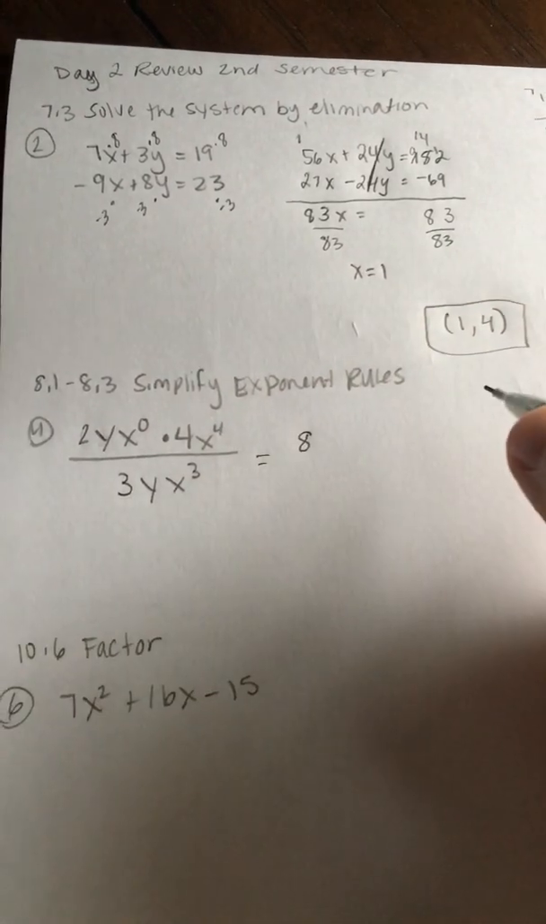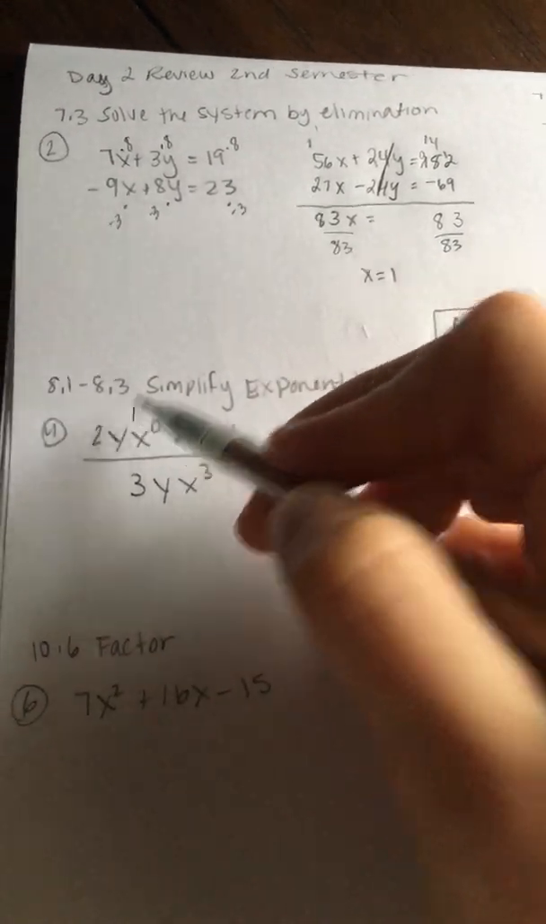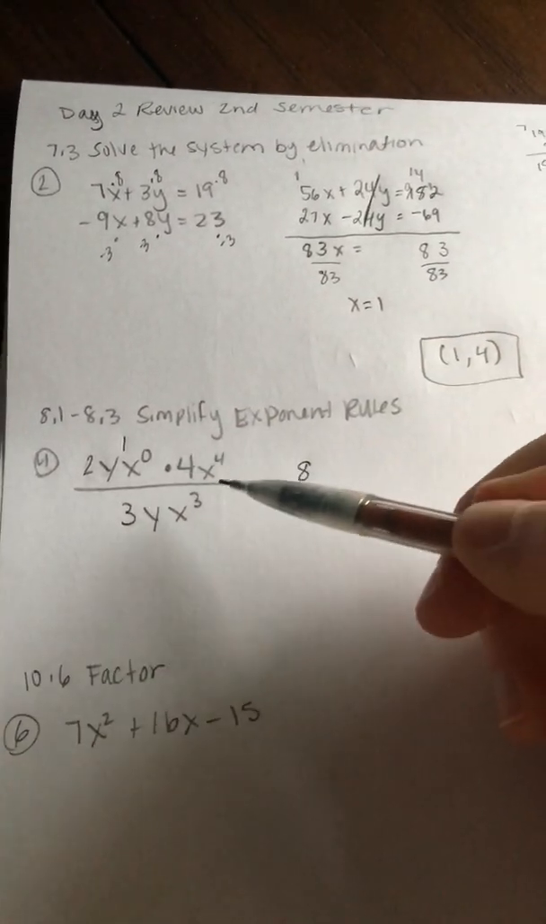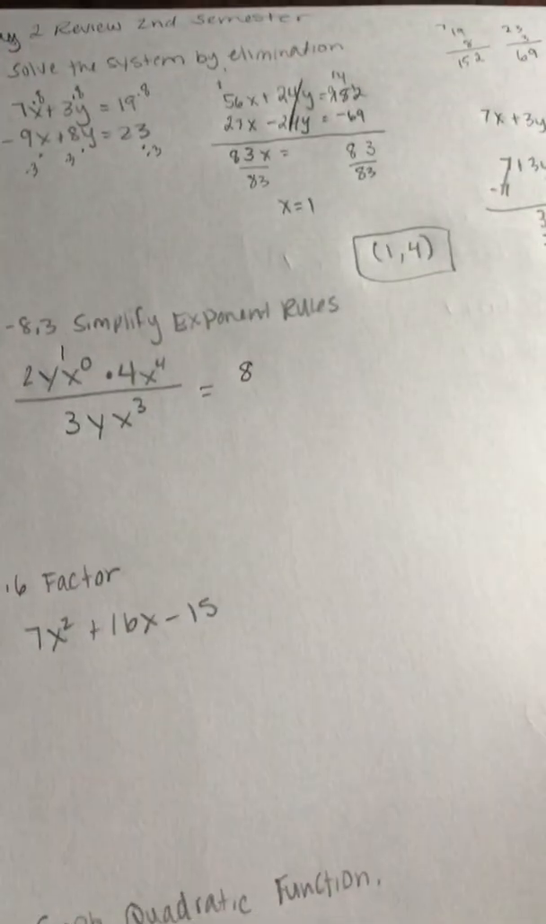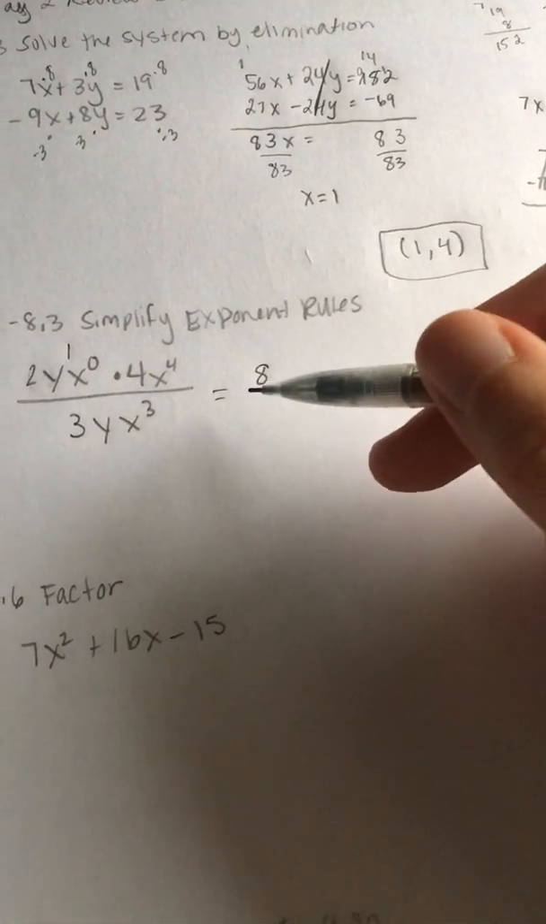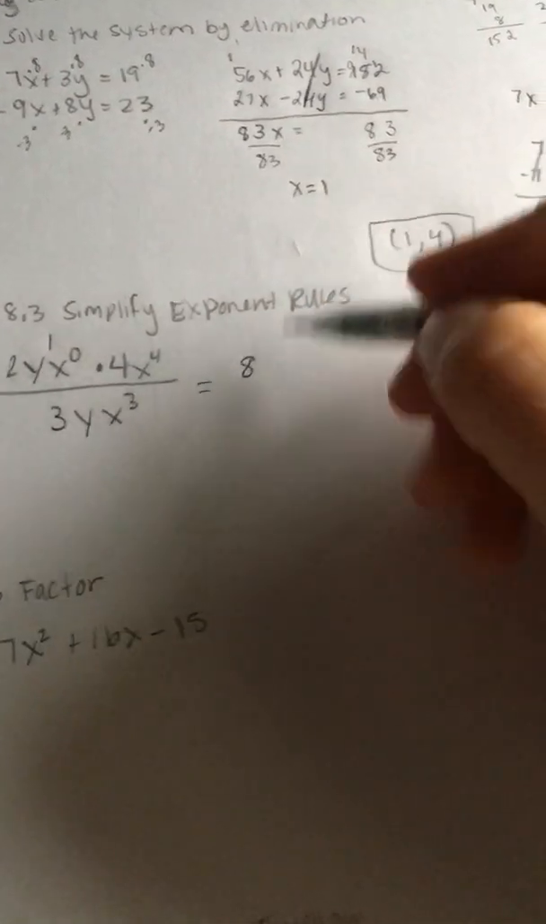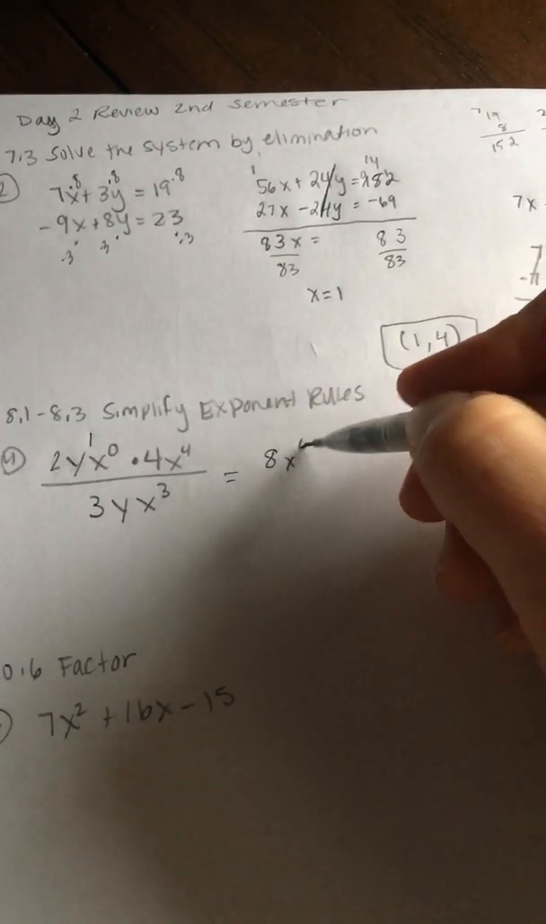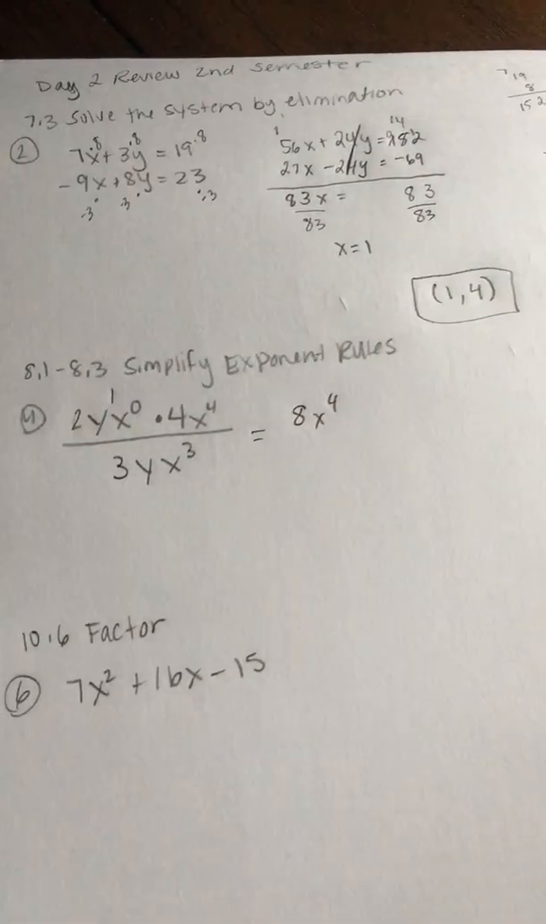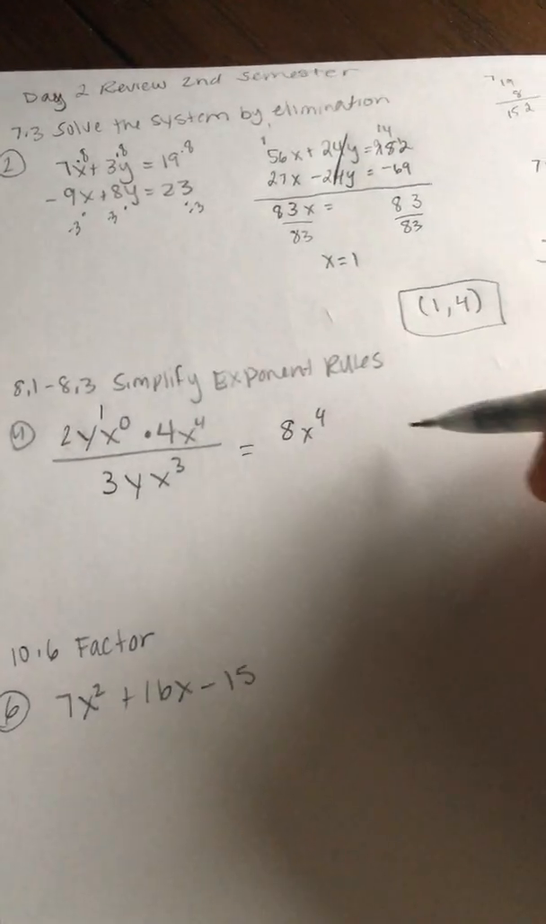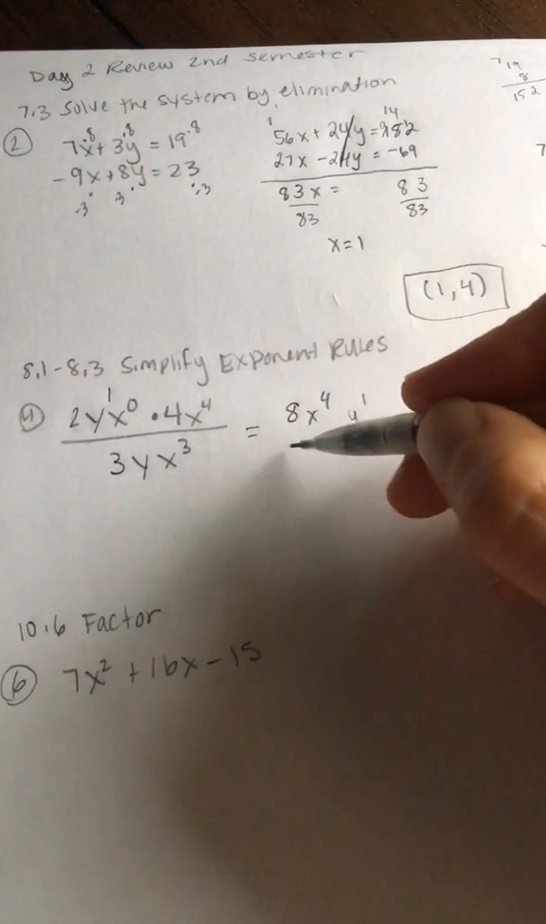We don't add those. We multiply those. Those are the bases. You add the exponents. I have a y to the first, x to the 0, and x to the 4th. After my number, I'm going to put my x's. So 0 plus 4 is x to the 4th. And then I have a y to the 1st in the top.